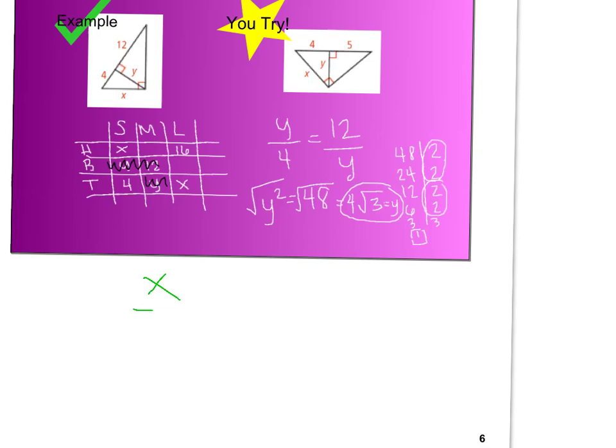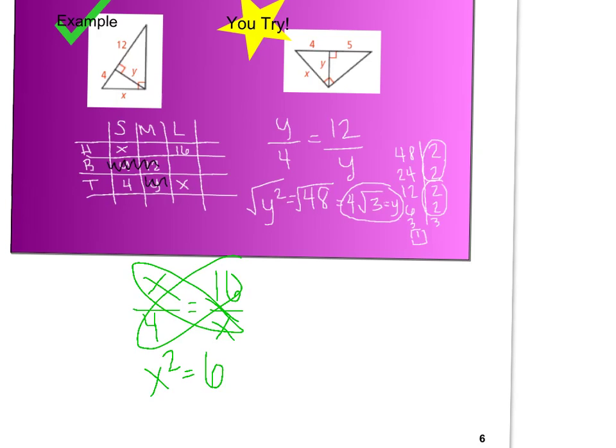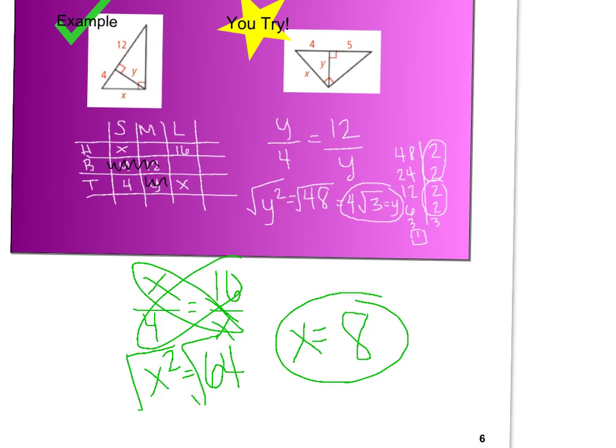So I have x over 4 equals 16 over x. When I cross multiply, I get x squared equals 64. I take the square root of that to solve, and I'm left with x equals 8. Okay, so x came out really nice. Y ended up being a radical that I had to reduce, but I was able to find my x and my y, and I didn't have to memorize those corollaries because it gets kind of confusing when I have a lot of information given to me.